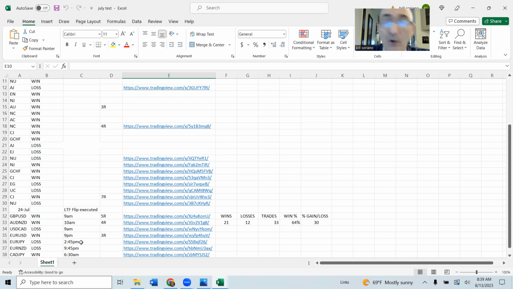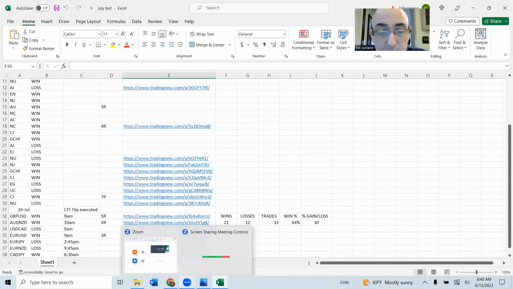We can look and see, well, which session has a larger percentage of winning trades and also a larger percentage of losing trades, right? That tells us to stay away from certain sessions. That can even give us a better win percentage, right? But you could see for the month of July, 21 wins, 12 losses, 64% winning percentage, 30% gain on your account, had you taken all 33 trades. Now, probably wouldn't have taken all 33 trades, but that's what it would have been if you had taken them all, right?